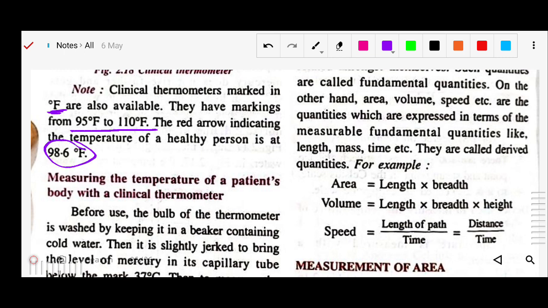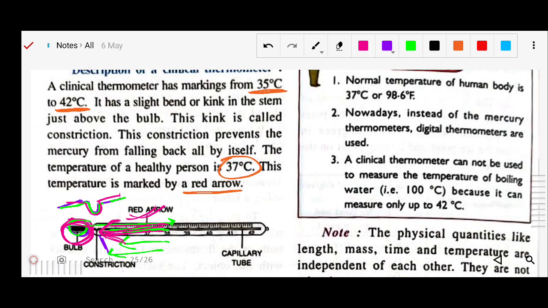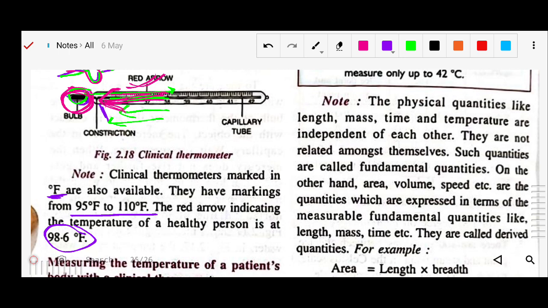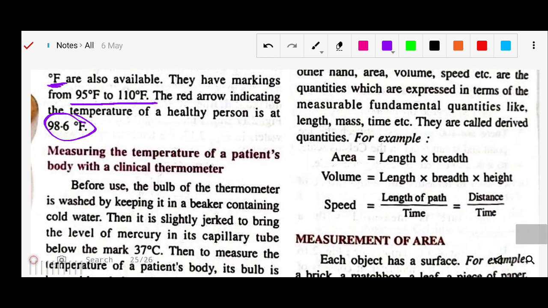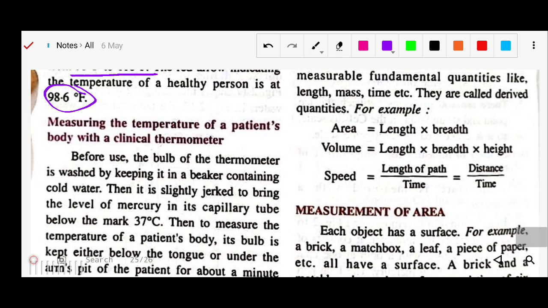In terms of Fahrenheit, what is the temperature of a normal person? That is 98.6 degrees Fahrenheit. In Celsius, it is 37 degrees Celsius. This is the normal, healthy person's body temperature. You will notice that this mark, either 37 or 98.6 Fahrenheit, is marked in red color, right?